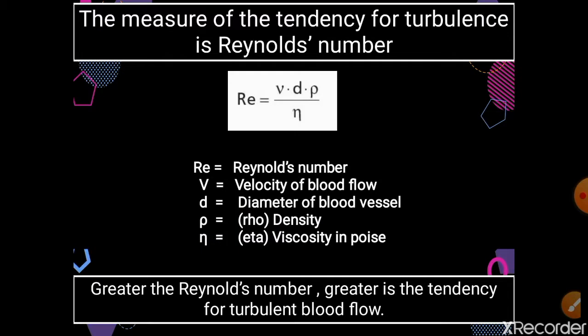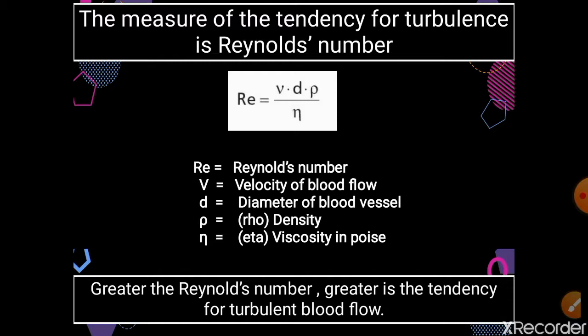To measure turbulence within a blood vessel, you must know what the Reynolds number is. Reynolds number is the measure of the tendency for turbulence. What this means is that the Reynolds number gives you an idea of the probability or the tendency of turbulence to occur within a blood vessel.